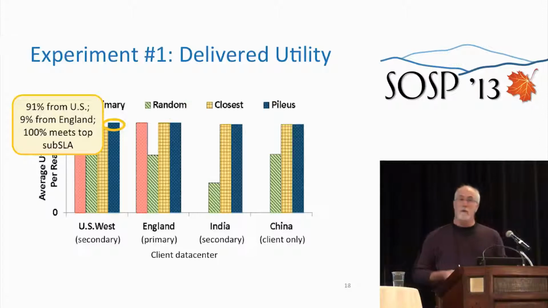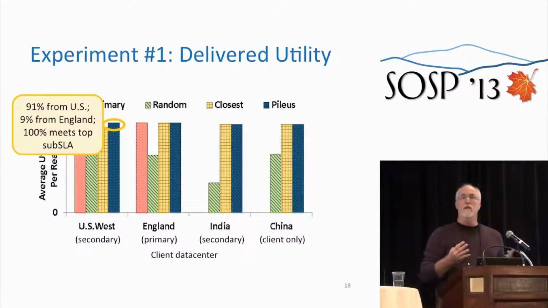If the primary is in the US, then the client 91% of the time sends the request locally to the US. These are the cases where it knows that the US is up to date enough to guarantee the read-my-writes guarantee. In 9% of the cases, it thinks the US is too stale. It sends the request to the primary in England.